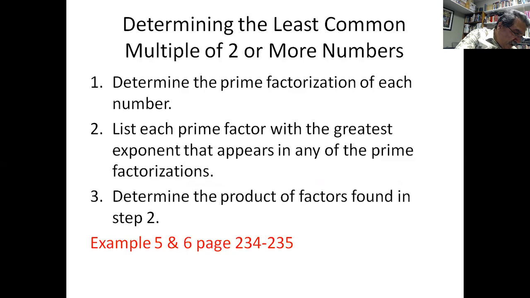You write the prime factorization of 144 and 300. 144 would be 2 to the power of 4 times 3 to the power of 2, and 300 is 2 to the power of 2 times 3 to the power of 1 times 5 to the power of 2. Then you find the common factors with the greatest exponent. Let me show it to you. Maybe that can help if I show it to you.